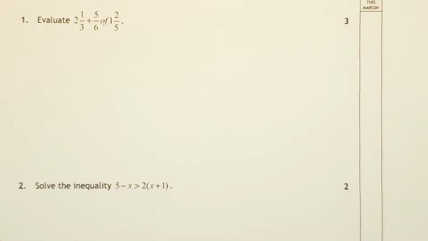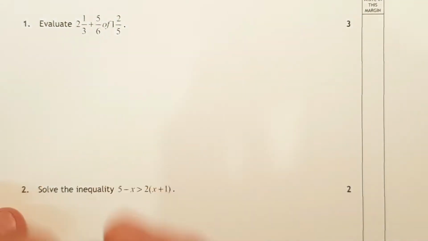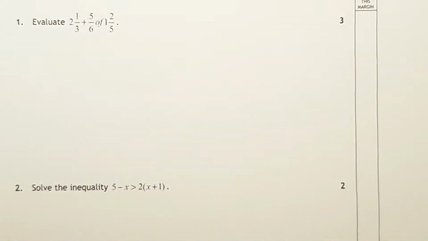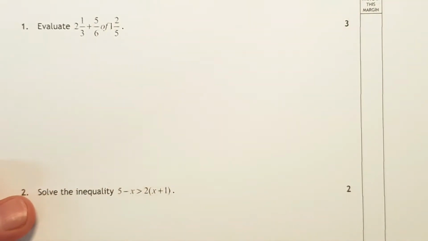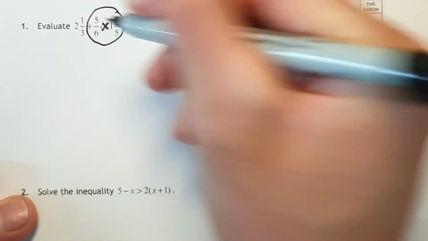National 5 Maths, Practice Paper I, Paper 1. Now in the first question we've got to do order of operations correctly. We've got addition of fractions and we've got an "of" which just means times here. So we're going to start by multiplying these two fractions together. So we'll do this bit first.